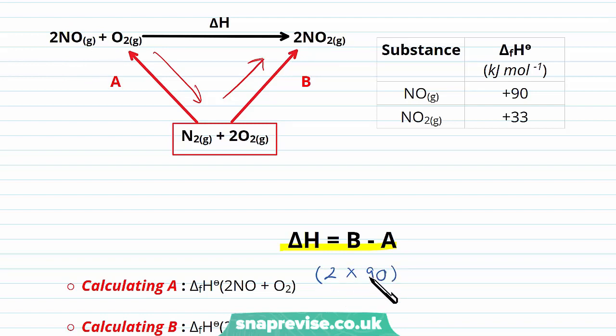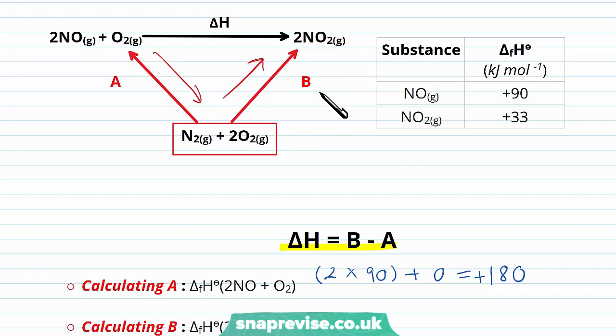The enthalpy change of oxygen is going to be 0, as we're converting elemental oxygen into elemental oxygen, and no energy is required to change this. So we have a total of plus 180 kilojoules per mole. Now to look at B.